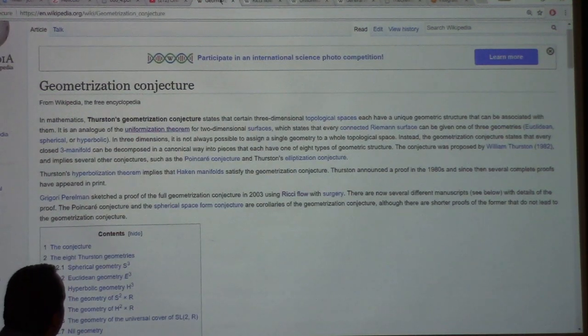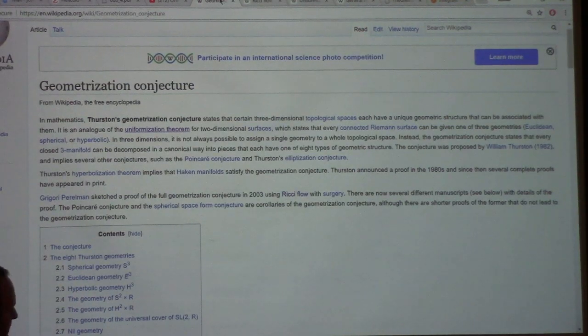All right. So in 3 dimensions, it's not always possible to assign a single geometry to a topological space. Instead, the geometrization conjecture states that every closed 3-manifold can be decomposed in a canonical way into pieces which each have one of the 8 types of geometric structures. So what I was just saying isn't quite accurate. The point is, you can find different pieces which are one of these 8 shapes in some sort of systematic way. This also implies other conjectures such as the Poincare conjecture and Thurston's elliptization conjecture.